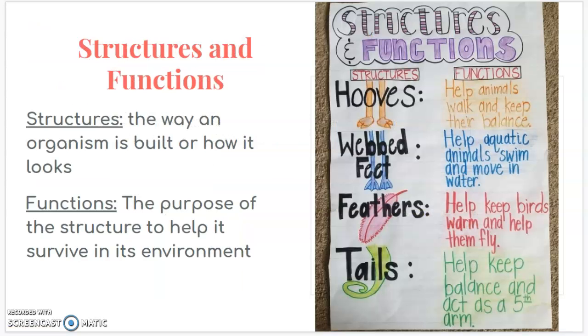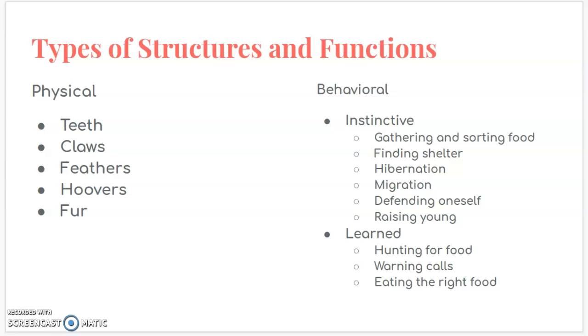Okay, so again, structures and functions. Structure is the way an organism is built or how it looks, and the function is the purpose of the structure and how it helps survive in its environment. So here's just some more examples that you can read over. And then types of structures and functions.